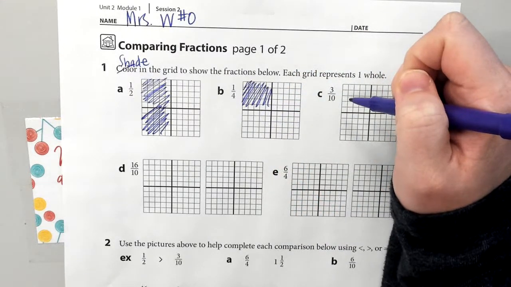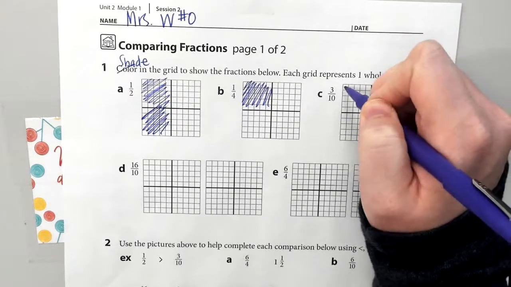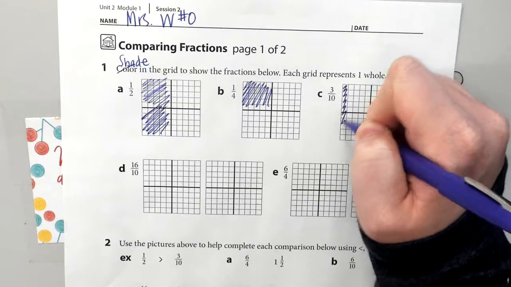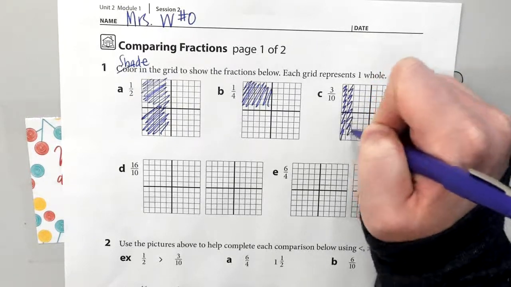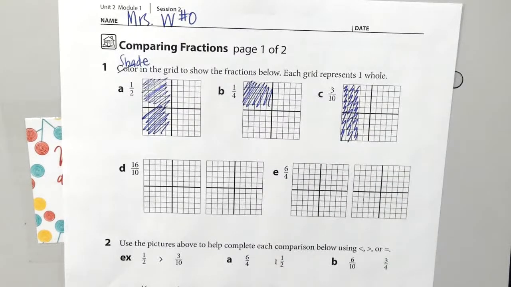3/10. If I think about my money, my dimes represented 1/10, and they were one long strip. So 1/10, 2/10, 3/10, just like that.